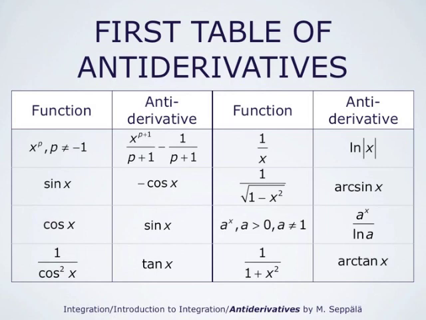One needs to remember this table by heart, and observe also that the formula for the antiderivative of the function a to the power x contains as a special case the antiderivative for the exponential function e to the power x. Its antiderivative is e to the power x divided by log of e, but log of e is 1, so the antiderivative of the exponential function e to the power x is that function itself.